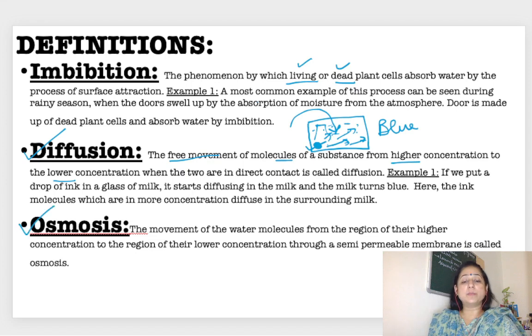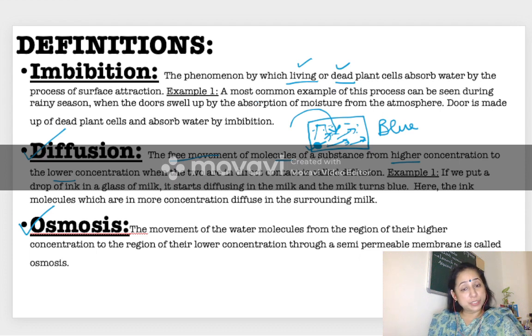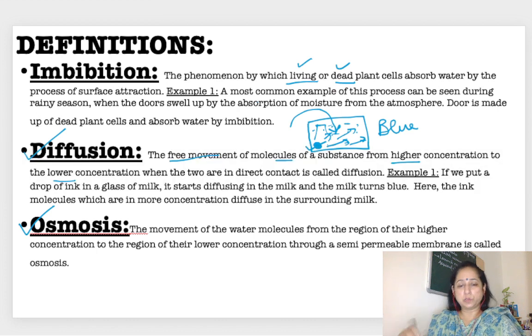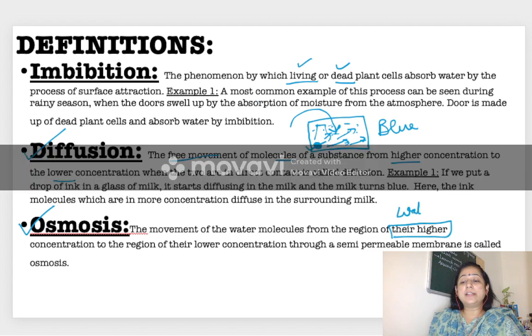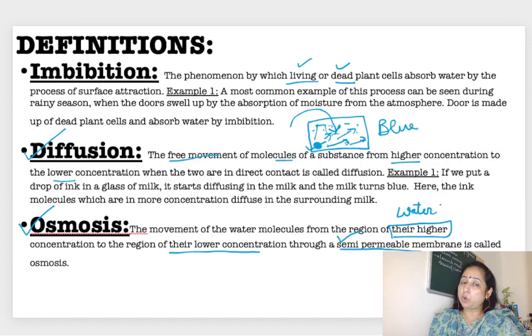Then is osmosis. The next definition is osmosis, a very important definition. This definition has further bifurcations. Here we'll just talk about the definition, and then I'll explain to you about hypertonic and isotonic solutions also, but later. So osmosis is the movement of the water molecules from the region of their higher concentration, that means higher concentration of water we are talking about, to their lower concentration through a semi-permeable membrane. If you do not write through a semi-permeable membrane, your answer goes wrong, because a semi-permeable membrane is very important for the movement of water.